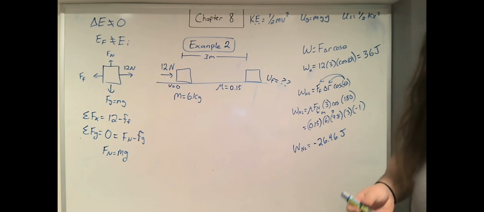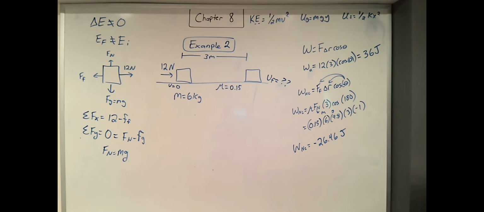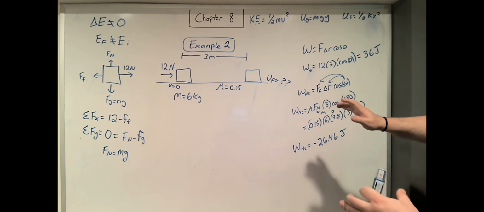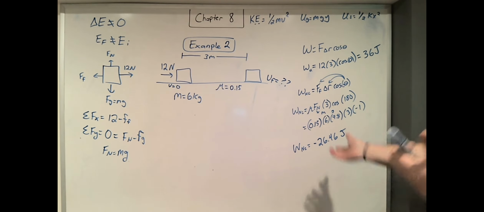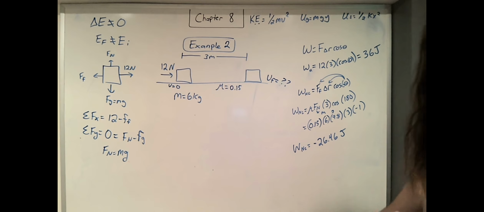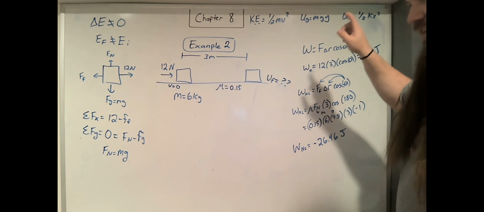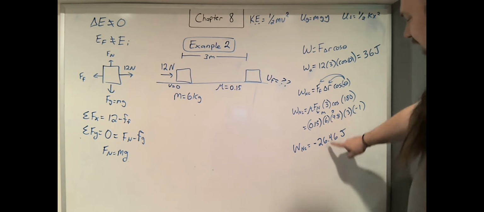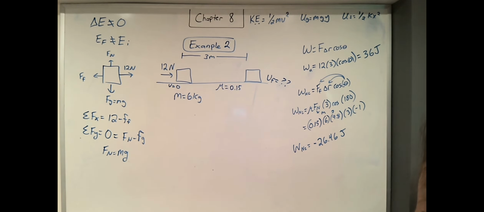All right, so you might be wondering, where are we going with all this? What's happening here? I'm looking at the difference in work, because work is energy. So the change in energy, change in work, it's all related. How much energy did we put in? We put in 36 joules of energy. How much energy did we lose due to that friction? We lost 26.46 joules of energy.